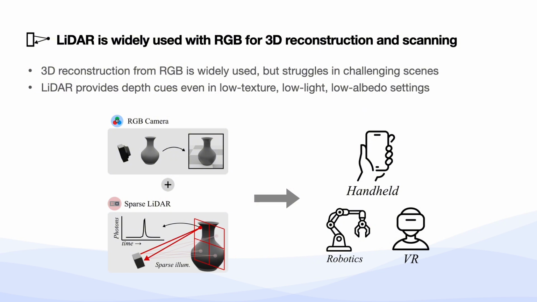RGB-based techniques, such as neural radiance fields, have become widely used for 3D scanning in applications like handheld, robotics, and VR. Yet, these RGB-based methods struggle in challenging low lighting, low texture, and low albedo scenes. In these cases, LiDAR can help provide depth cues where RGB images may fail.